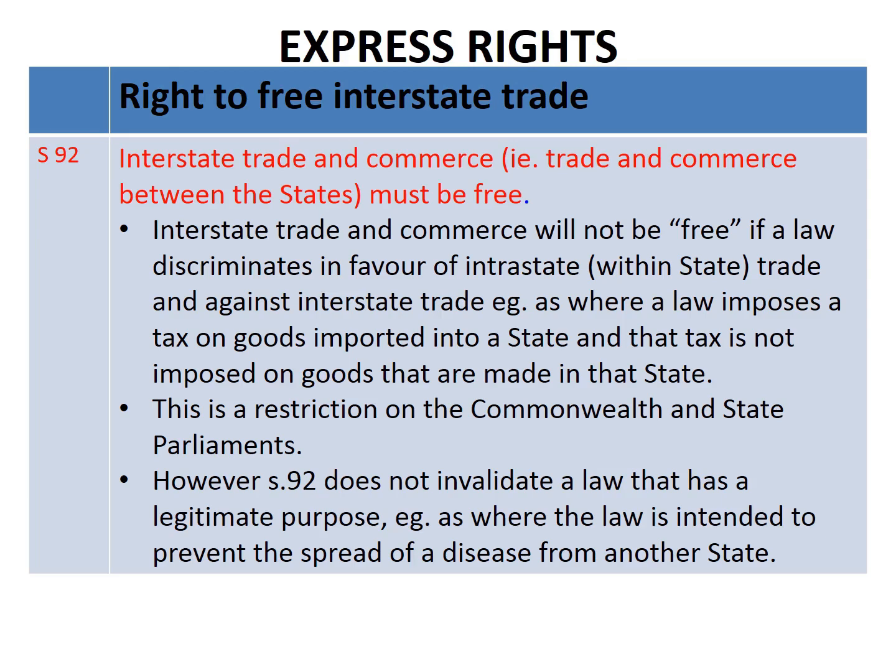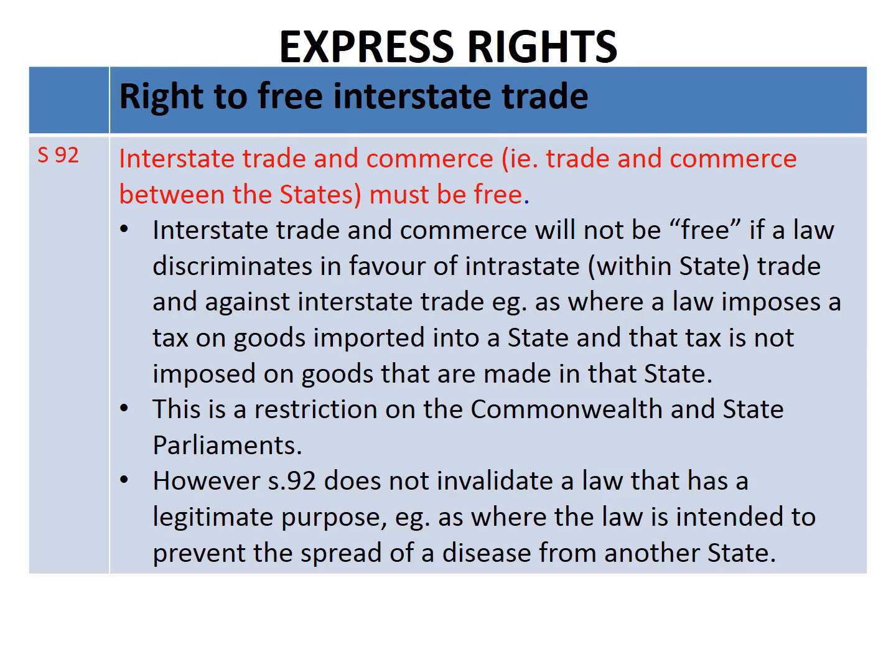Having said this, Section 92 doesn't make all laws invalid that discriminate against interstate trade. If there is a very good reason for a law to discriminate against interstate trade, then that law will be valid even though it discriminates against interstate trade. So, for example, we do have laws that prohibit the importation from one state into another of various goods, such as fruit.